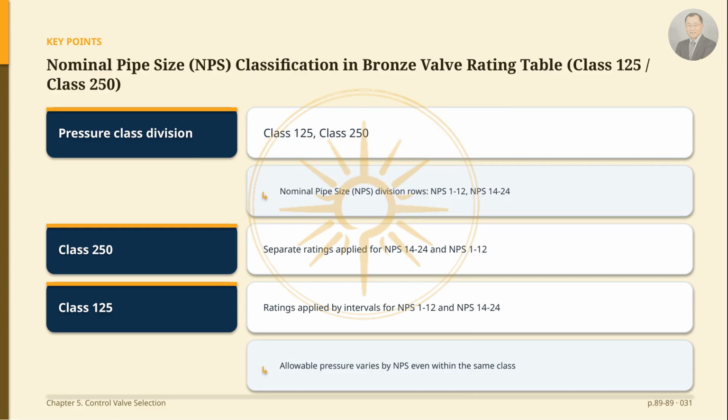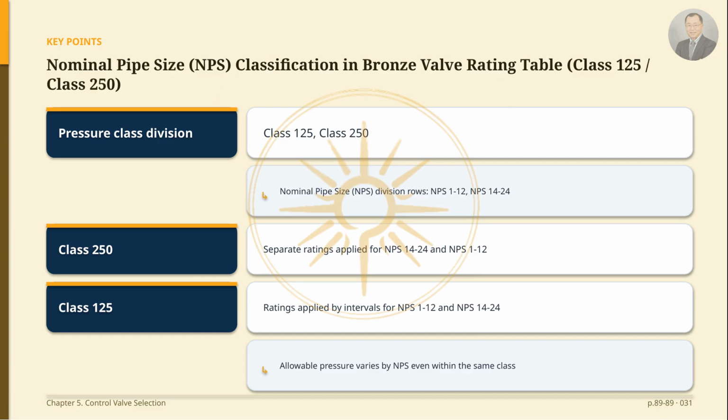I would like to explain the nominal pipe size divisions in the cast bronze valve rating table we just saw. The pressure temperature ratings for bronze valves are presented separately for Class 125 and Class 250. Within each class, they are further divided by nominal pipe size, or NPS, into a small to medium range from NPS 1 to 12 and a large range from NPS 14 to 24.